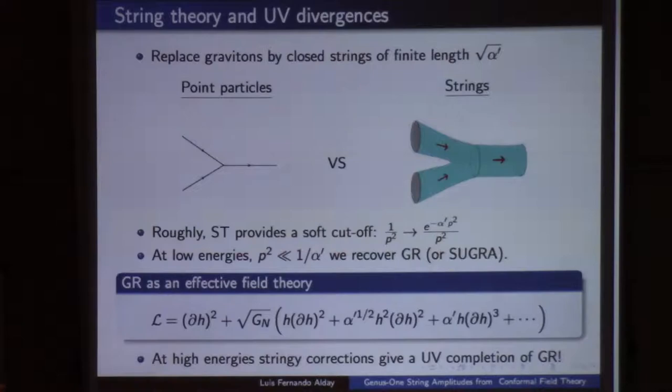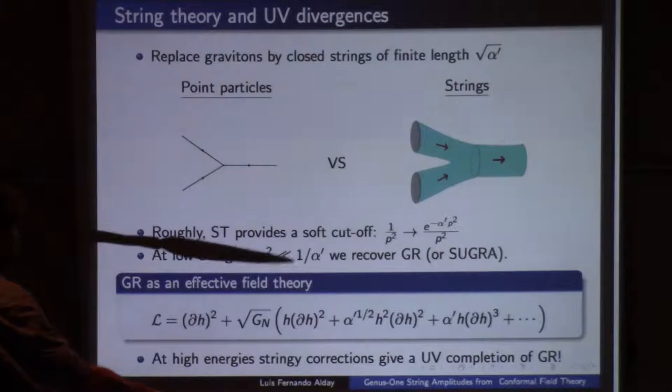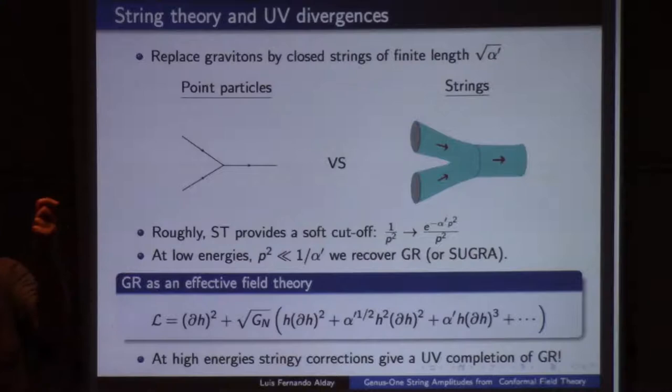On the other hand, if you are considering low energies, a process in which the energies are small, like p squared much smaller than 1 over alpha prime, which is the limit in which these strings are like pointlike, depending on your process, then you should recover general relativity.